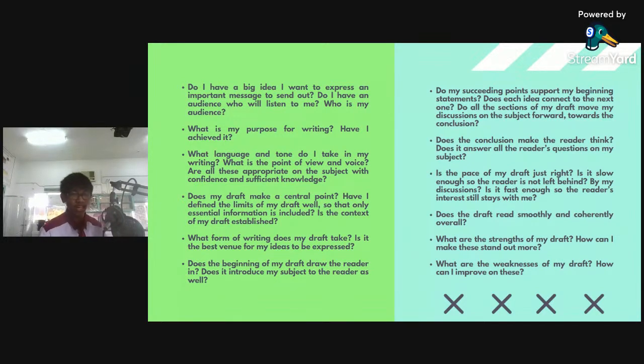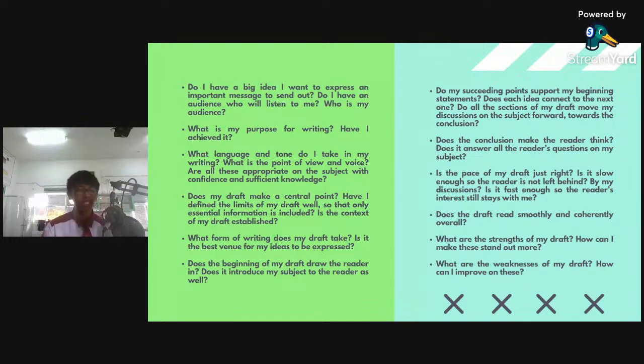Are all these appropriate on the subject with confidence and sufficient knowledge? So obviously, like I said, knowing your audience, you also have to know if your audience has enough background knowledge on this to really understand your point of view. If they have little to no context about what you're writing, they won't understand your text at all. So obviously you need to know what kind of audience you're going to write for. And not only that, are these things that I'm pointing out common knowledge, right? Do most of my audience know about these, right? Because if they don't, then there's no way they're going to be able to understand it fully, won't be able to grasp the idea.